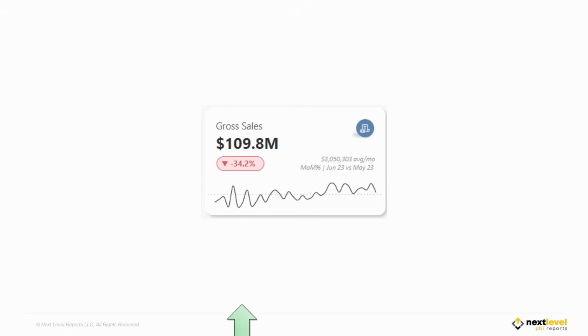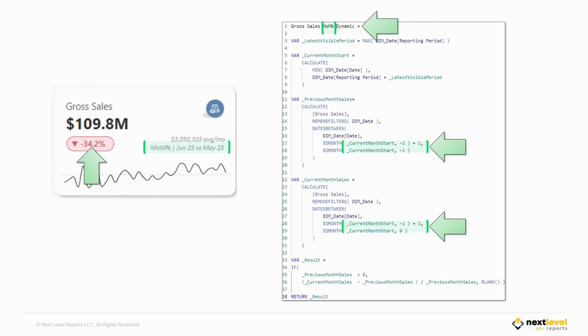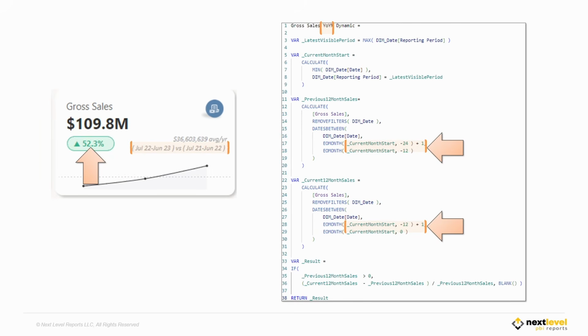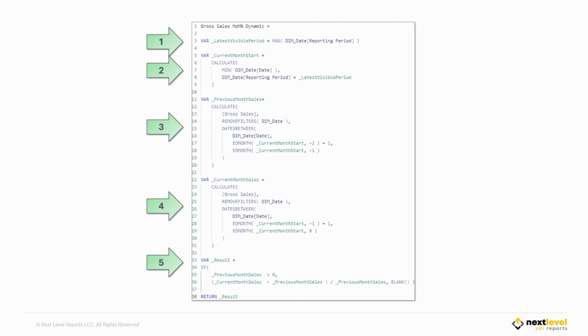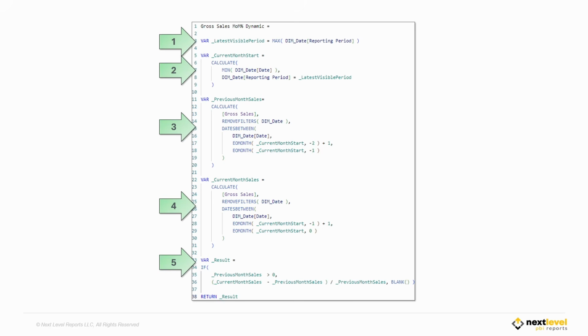We can see in this card that we have 34.2% less gross sales in June of 2023 versus May of 2023. We're using this measure here to show the month-over-month percentage. This measure utilizes the end-of-month function to capture the periods of time to compare. And as mentioned, it can easily be tweaked. For example, here's the measure slightly tweaked to show a rolling year-over-year percentage. So again, it's a very flexible measure as opposed to your typical time intelligence measures. Now we're going to break down this measure in 5 steps to see exactly how it works.